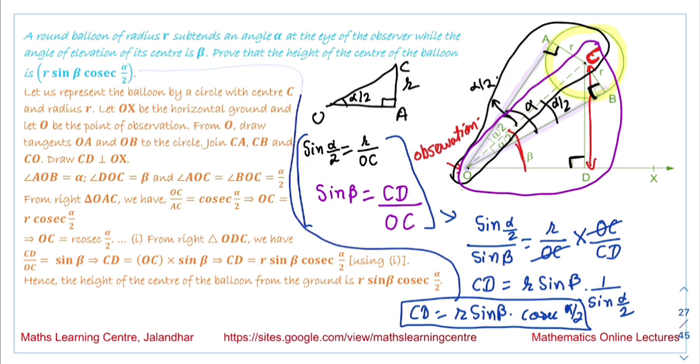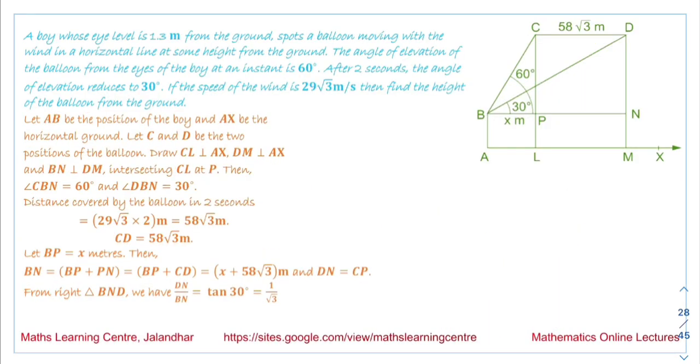So this is what we have to prove. Next, we have a boy whose eye level is 1.5 meters from the ground, who spots a balloon moving with the wind in a horizontal line at some height from the ground. Suppose this AB is the boy and the level of his eye is at this point B. This means this point B is the observation point.